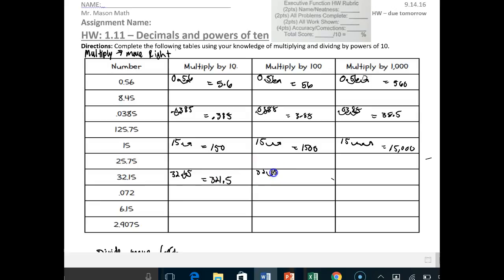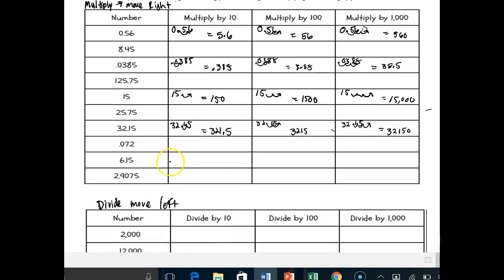32.15 multiplied by 100, moved twice to the right, 3,215, and 32.15 moving three times to the right, 1, 2, 3, equals 32,150. One more, 6.15, move once to the right for 10, equals 61.5. 6.15 times 100, move twice to the right, equals 615, and 6.15 times 1,000, 1, 2, 3, equals 6,150, because an empty space gets filled in with a zero.